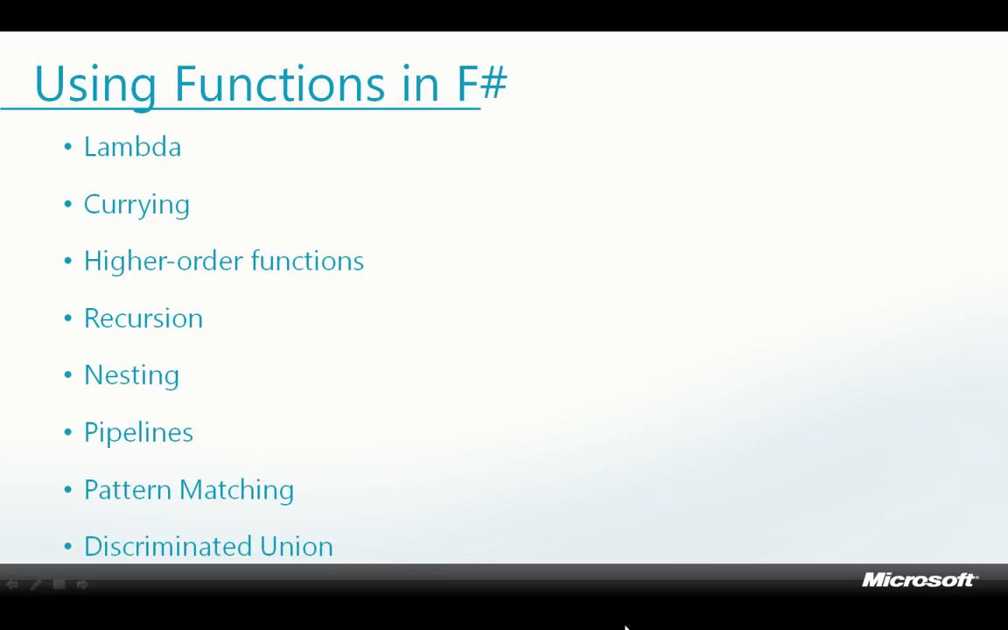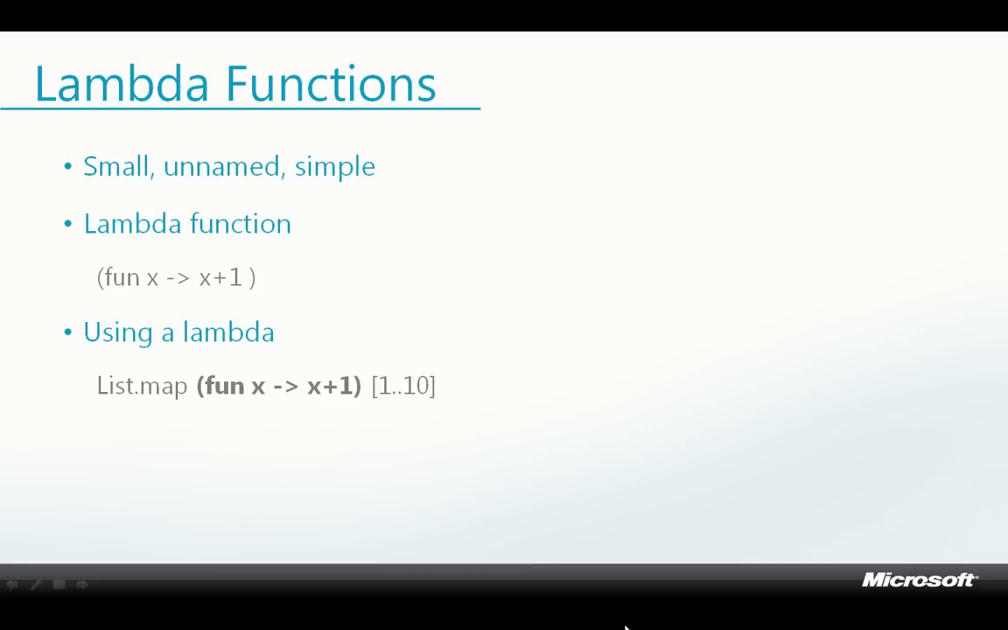As a functional language, F# supports many features that make functions more functional, more useful. And we're going to look at each of these next. F# supports lambda functions, which are relatively small, unnamed functions which are written inline.